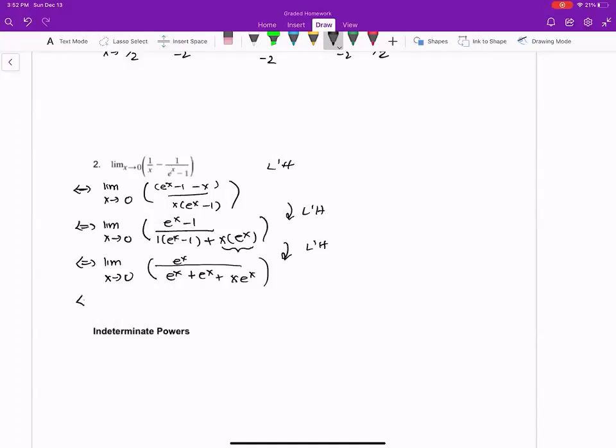And now you can plug in the 0. So you get e to the 0 over e to the 0 plus e to the 0 plus 0 times e to the 0. E to the 0, or any number to the power of 0, equals 1. 1 over 1 plus 1 plus 0, which gives you 1 over 2.